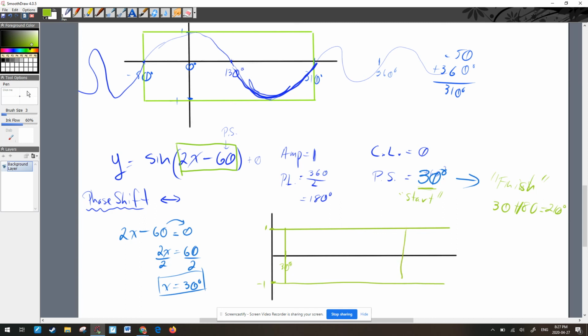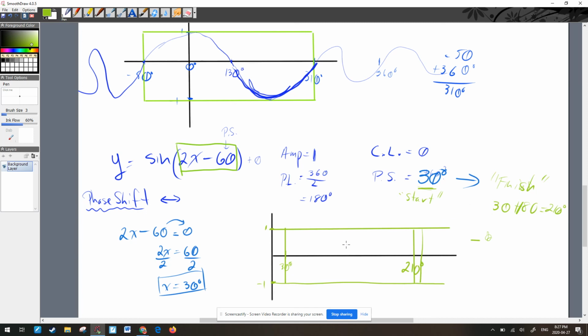Nope, that didn't work. Let's try that again. My shift is being cantankerous on my tablet here. Still not. Let's try that again. There we go. Okay, so I'm going to say this is 210 degrees.